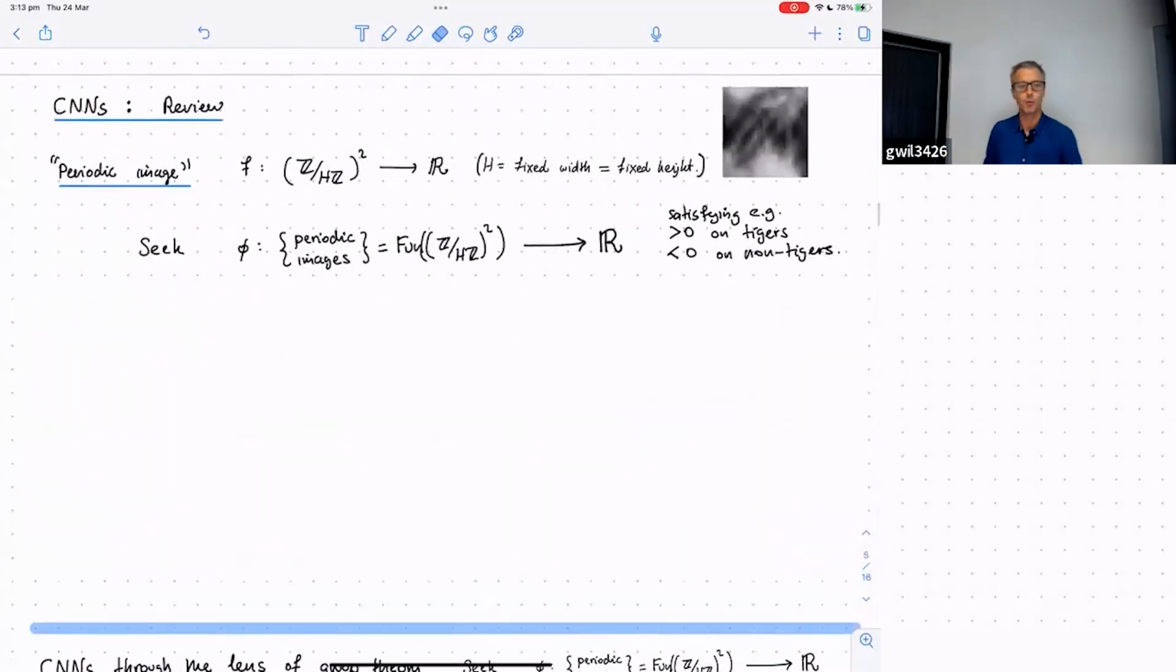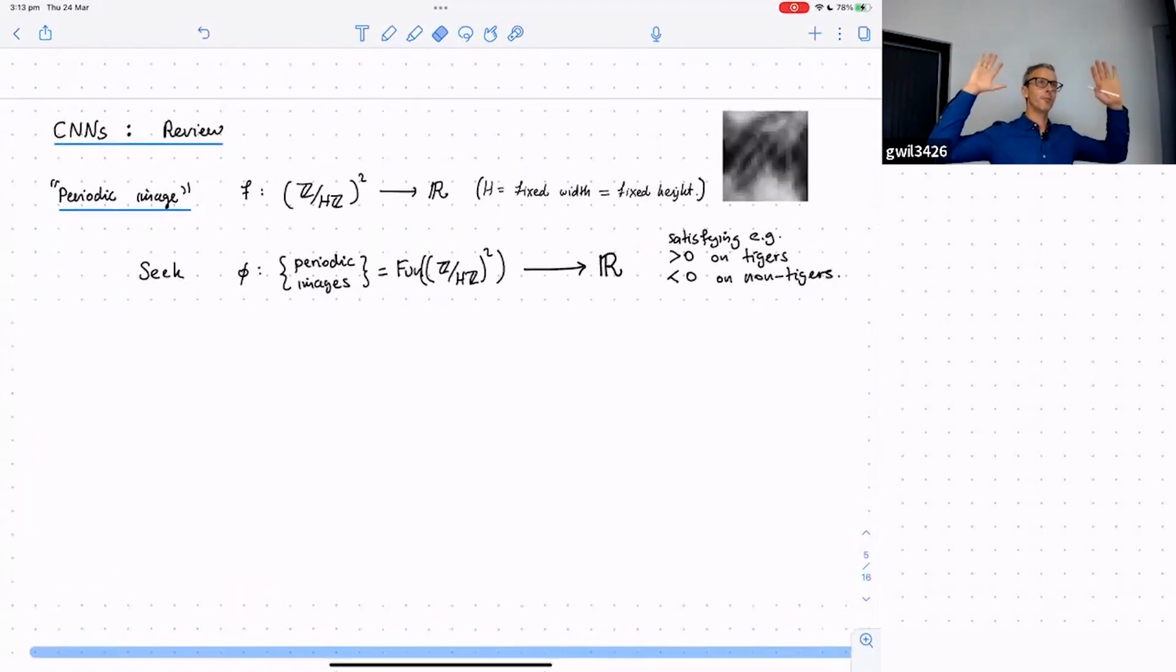So I want to review what a vanilla CNN is. First I'll just recall what a CNN is, and then we'll view a CNN through the language of group theory. And I want to try to convince you that three basic principles already basically determine CNN architecture.